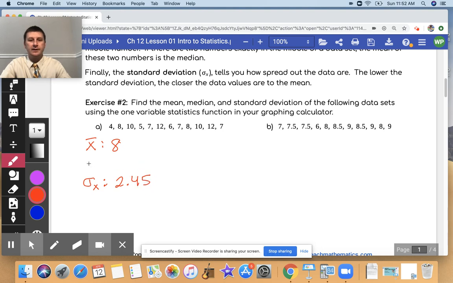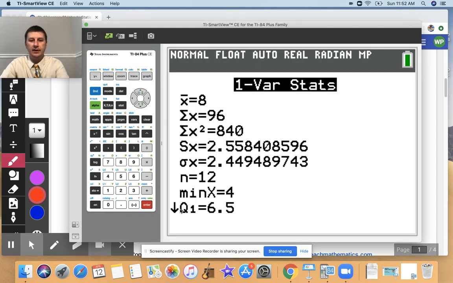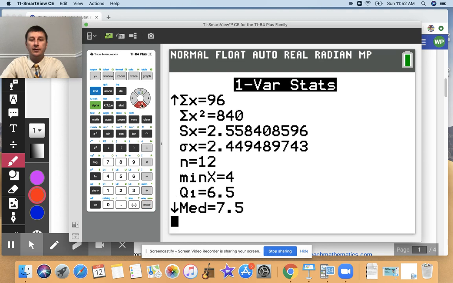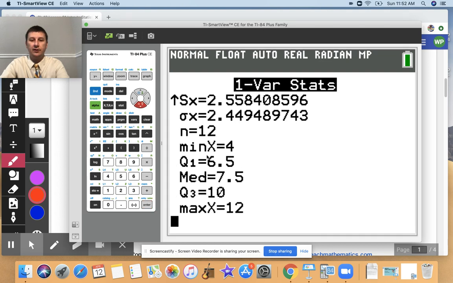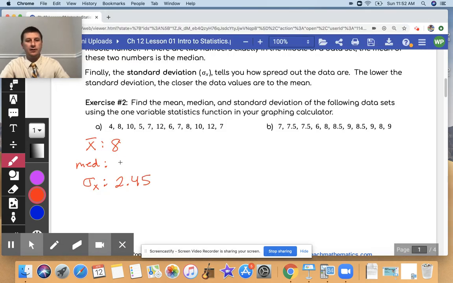And finally, it wanted us to find the median. So we're also going to need to find our median, and we'll have to scroll down for the median. You scroll down by clicking the down arrow key. And when you go down, you'll see, there it is. They're giving you a whole bunch of numbers, but MED stands for median, and your median is 7.5. So just from this list of values, we were able to determine our mean, our median, and our standard deviation.